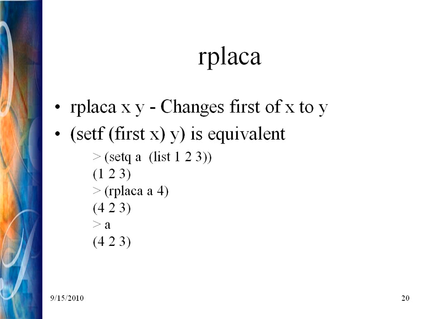There's a function replaca, and there's a whole function, but replaca is short for replace the car, and it changes the first element of x. So replaca x y changes the first element to the second argument. So we have A being the list 1, 2, 3. Replaca A 4 changes the first element to 4.